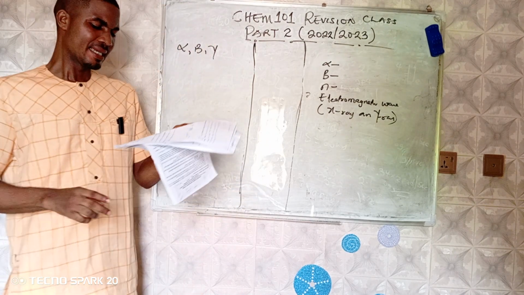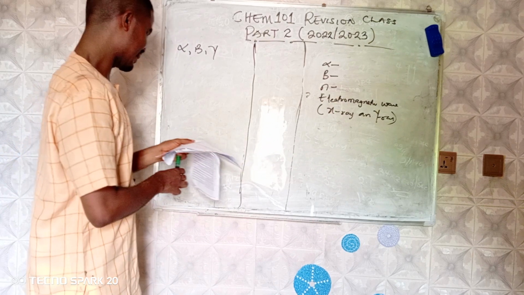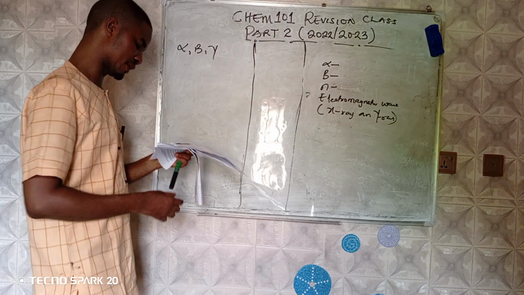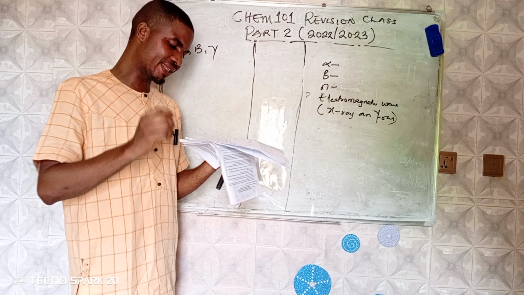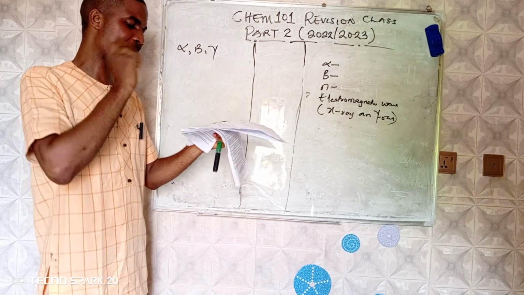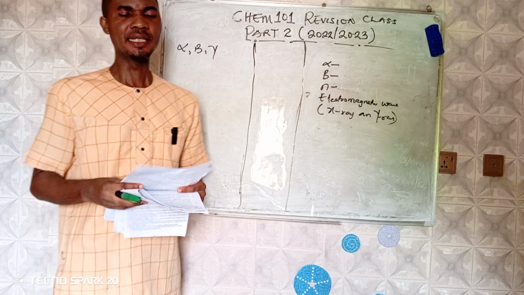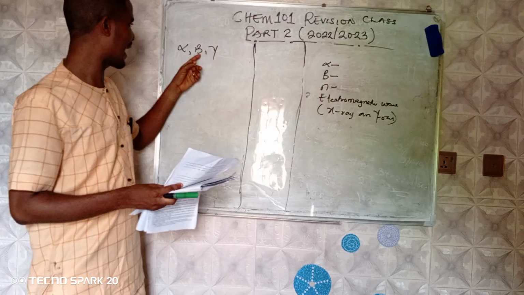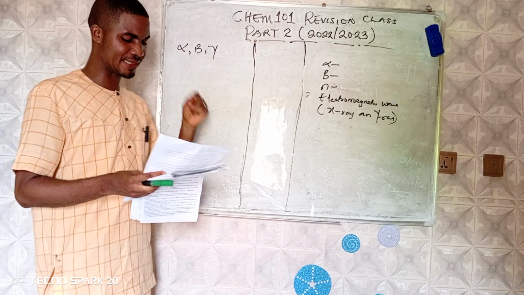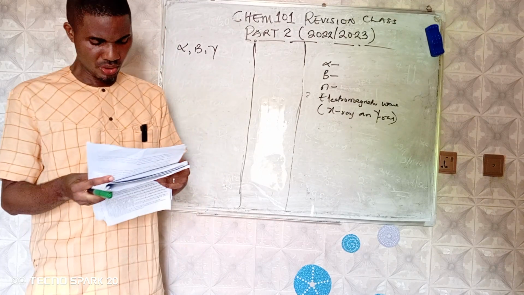Number 2, scintillation detector. They are capable of detecting low energy beta and gamma radiation. So, the scintillation detector detects the low energy beta and gamma radiation, which the Geiger-Muller cannot do. Okay?